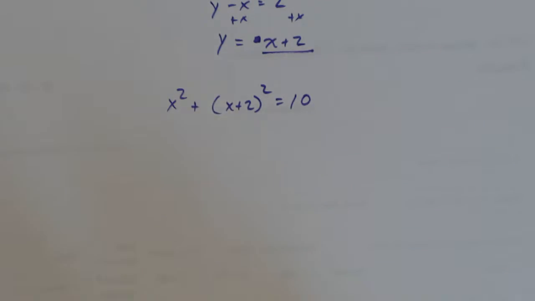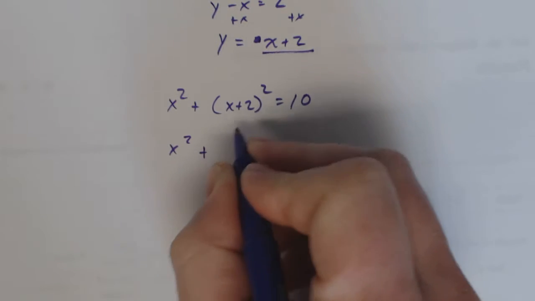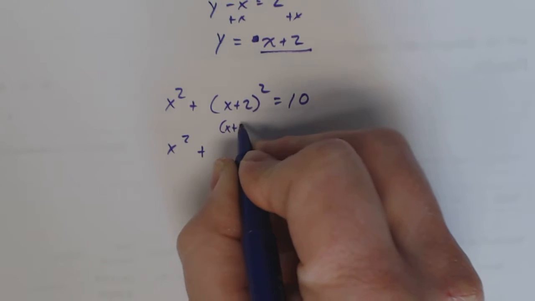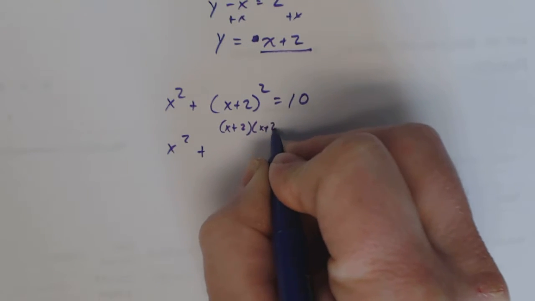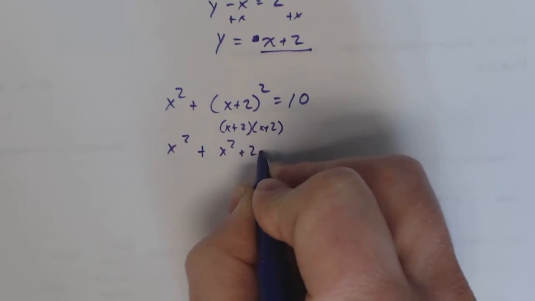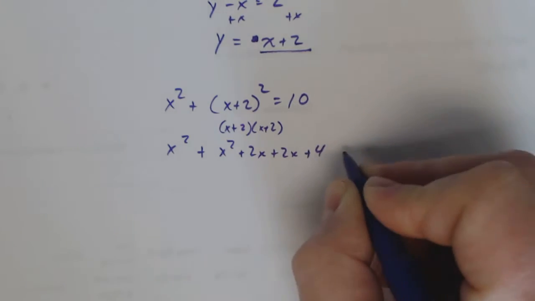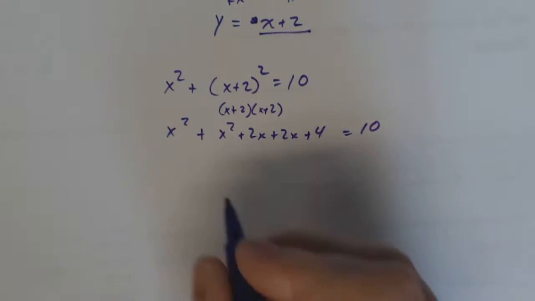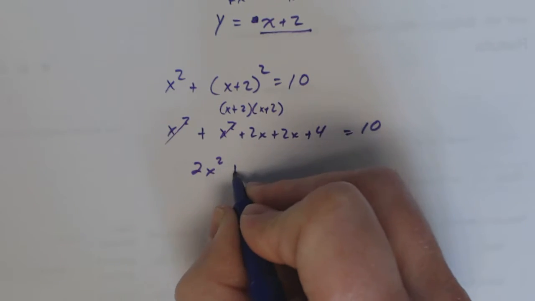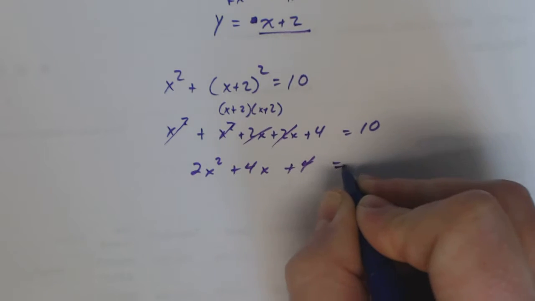Now we're going to solve this bad boy. So x squared plus, now x plus 2 squared, x plus 2 times x plus 2 will be x squared plus 2x plus 2x plus 4. So that'd be 2x squared plus 4x plus 4 equals 10.